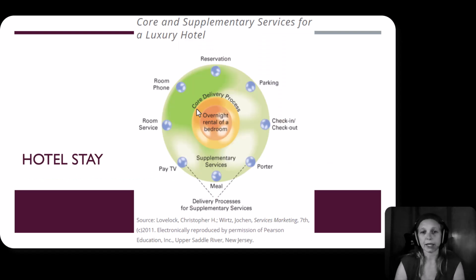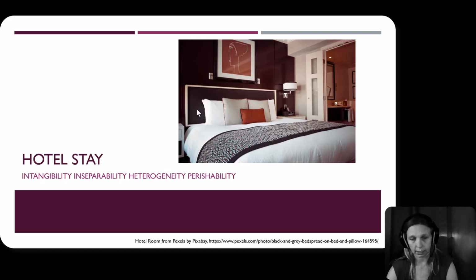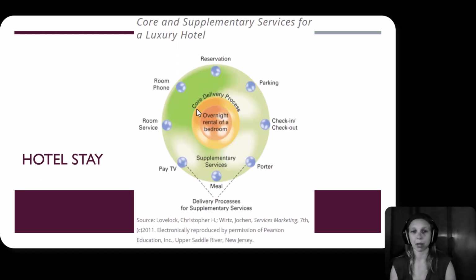Okay. Another thing to think about are the core and supplementary services that are happening. So if we talk about a hotel stay, the thing that a person is buying is basically a place to sleep overnight. That's what they have. But they have some expectations relating to other things. So there are some services that happen. The core delivery process is like, here is the room. There is a bed in it. The bed is made, and we have some quality expectations about the place where we will be sleeping, and the room itself, whether that's the bathroom or the things in the room.